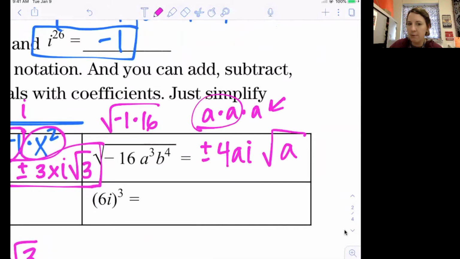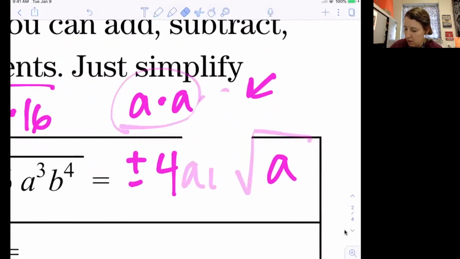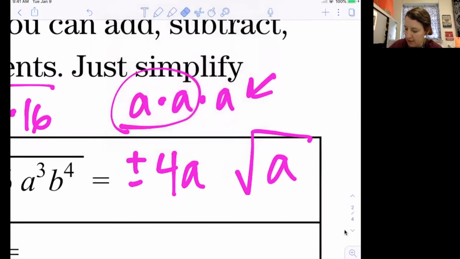Then I have b to the 4th. So b to the 4th you could think of as b times b times b times b. There's 2 pairs, so that's going to be b squared. I'm going to squeeze it in here. Whoops, took way too much. Let's get a smaller eraser. Okay, so I'm going to squeeze it in here between the a and the i. So 4ab squared i square root of a.